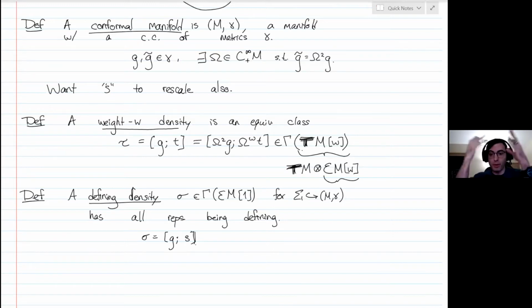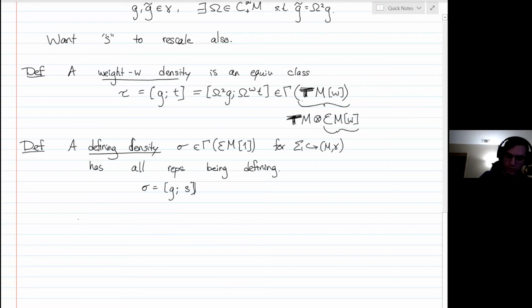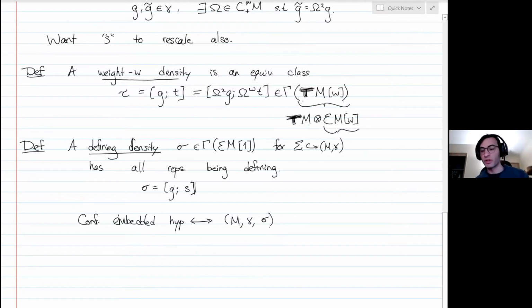So we just lump them all into this thing called the defining density, and then it rescales in the way we would expect it to. It rescales like a length. So putting all of this together, we can represent a conformally embedded hypersurface as a triple, right? So the picture is we have our conformally embedded hypersurface, and this is not a picture, I'm sorry I said that. It's just an analogy. We can represent that surface by the triple M, its conformal class of metrics, gamma, and the defining density sigma. And that really does contain all the information of the thing that we're trying to study.